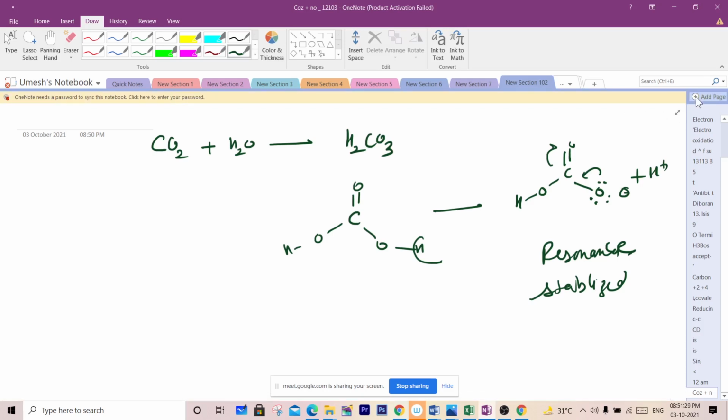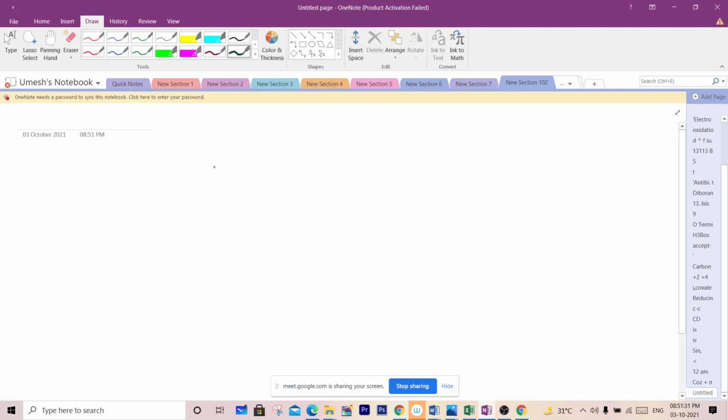But in case of silicon dioxide, whenever it is dissolved in water, it will form silicic acid. And after loss of H positive ion, it is not going to be stabilized. There's no resonance possibility here. And that is why it is less acidic.